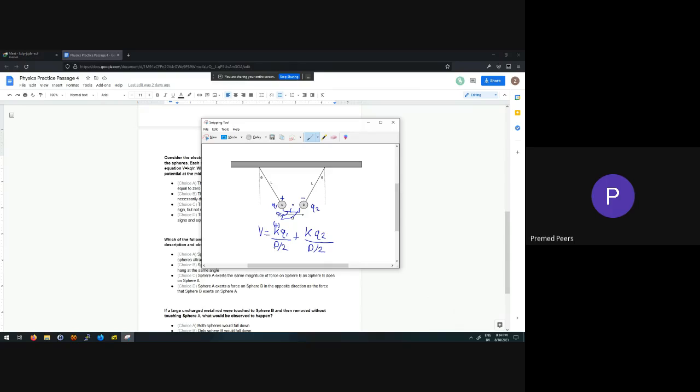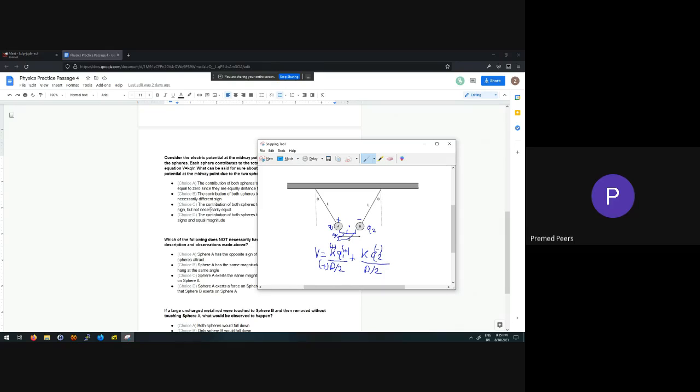D is just a distance, it's positive. But Q in this question is positive, and Q in this question is negative. Q in this contribution is positive, Q in this contribution is negative, because this charge is positive, this charge is negative. But they don't have to be equal, because nowhere in the problem did we say that these charges are equal. We said they were oppositely charged.